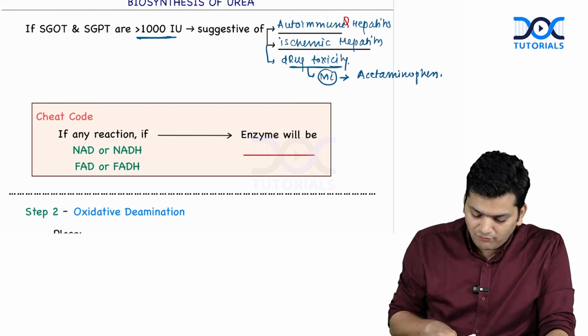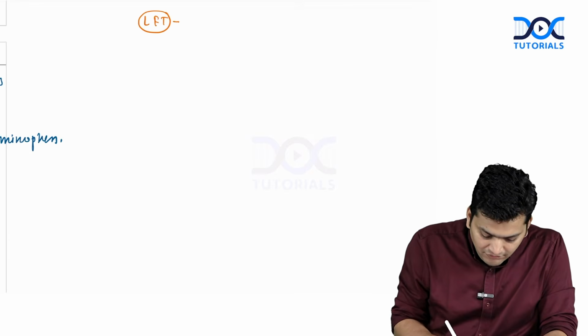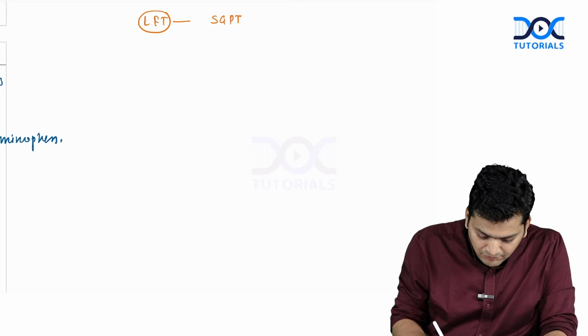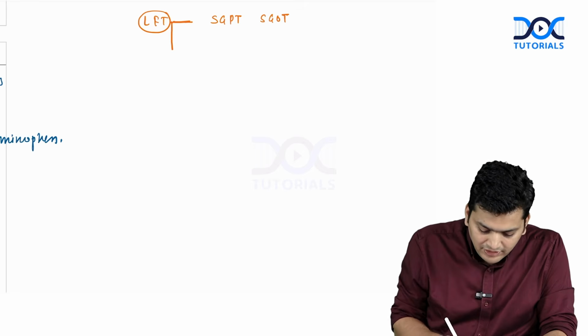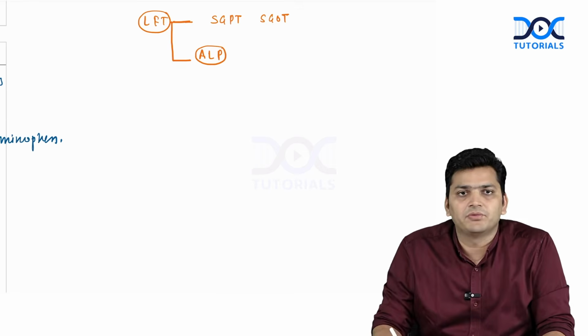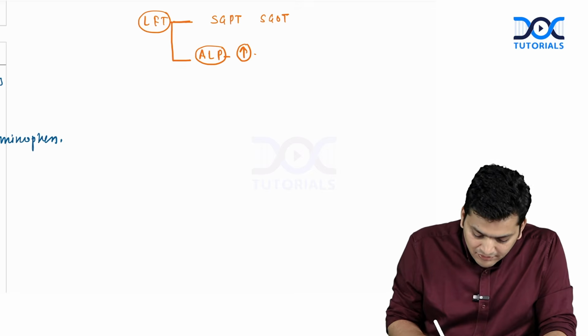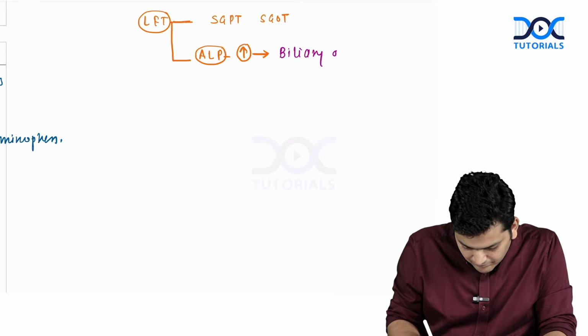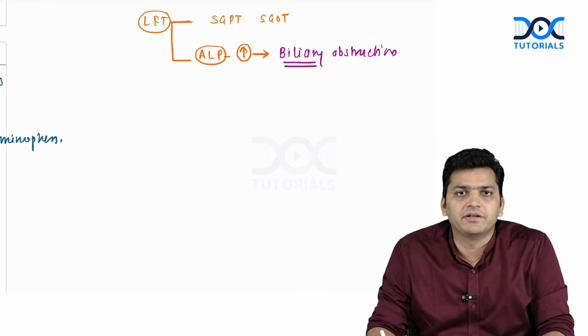Now here itself I want to add some more points from the liver function test. We have understood the idea behind the SGPT and SGOT. There is one more thing that you have seen in the liver function test, that is alkaline phosphatase. Alkaline phosphatase will be increased whenever there is biliary obstruction.